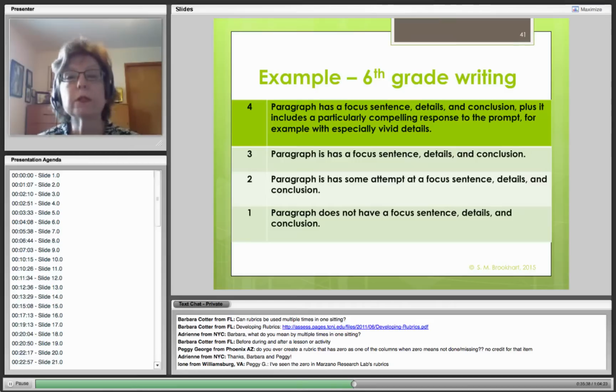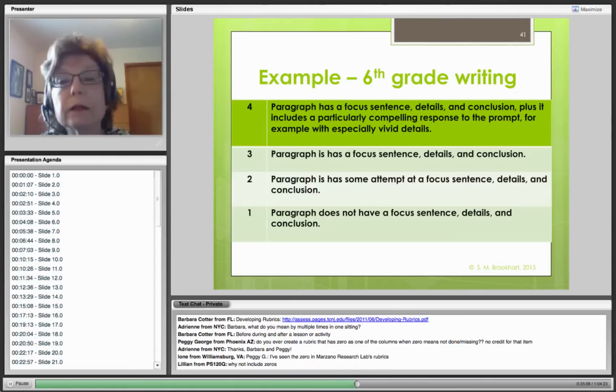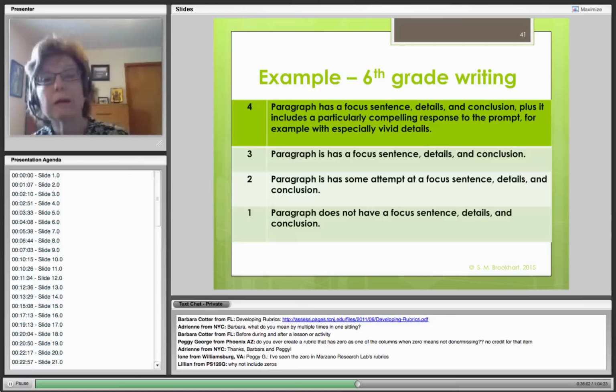So here is a holistic rubric that takes those criteria and uses them in a holistic rubric. There's only one scale here. Paragraph has a focus sentence, details, and conclusion, plus it includes a particularly compelling response to the prompt. For example, with especially vivid details. And then you back off from that. Notice that 3, focus sentence, details, and conclusion, that would be your proficient level, and that is exactly what the lesson was asking for. And then 2 and 1 are below that.